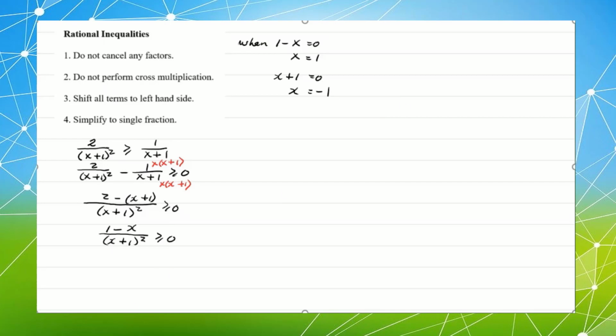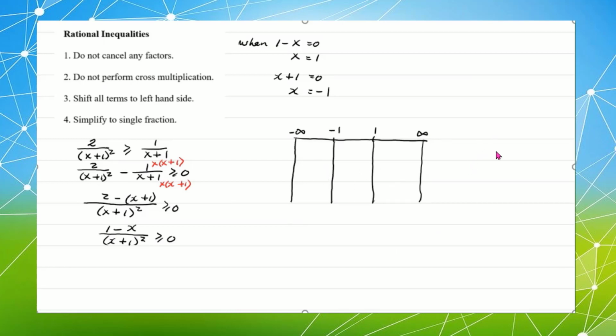Next, we need to mark these values using a number line. The number line starts from negative infinity, then negative 1, 1 and positive infinity. These values divide the number line into 3 regions.